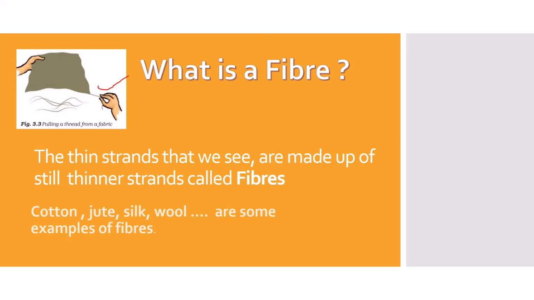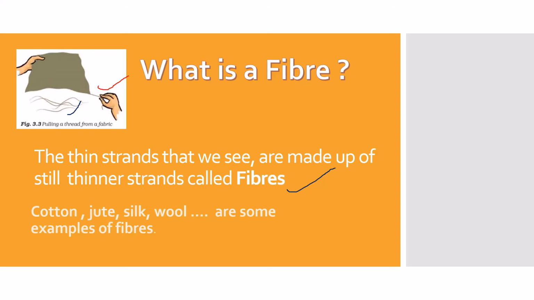What are these yarns made of? The end of the thread is separated into a few thin strands. These are the thin strands separated from the yarns. The thin strands that we see are made up of still thinner strands and are called fibers. So fibers are thin strands which are converted into yarn and then into fabric.